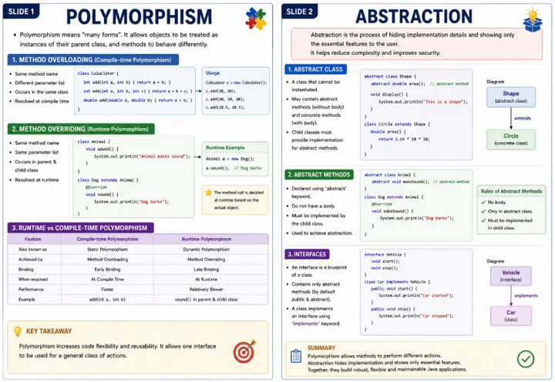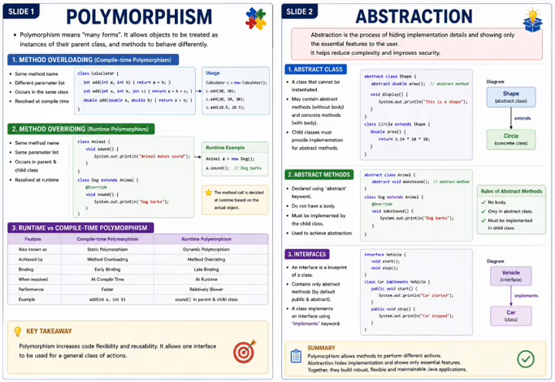Java provides two ways to achieve abstraction: abstract classes and interfaces. Let's start with abstract classes. An abstract class is a class declared using the abstract keyword. We cannot instantiate it directly, which means we cannot create objects of an abstract class. Abstract classes are designed to be inherited by other classes. They may contain both abstract methods and normal methods. Abstract classes provide a common blueprint for related classes.